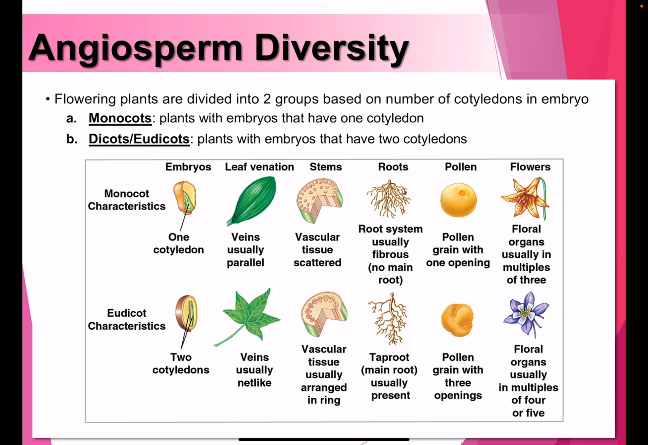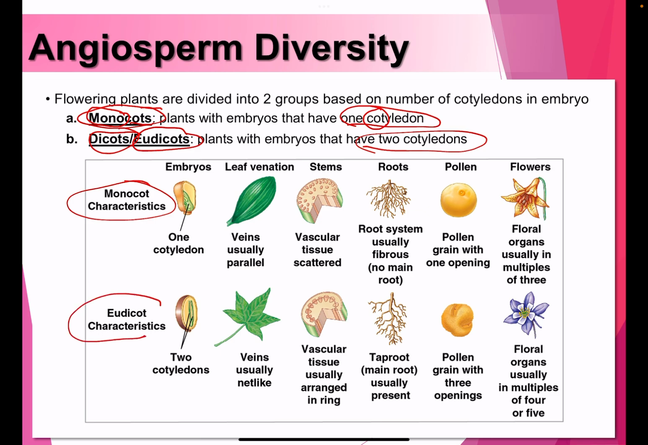So when they have embryos that only have one cotyledon, we call them monocots. How you can remember that is mono means one, and then cot is where we have that cot from cotyledon. So this means one cotyledon. Dicots, which were later renamed into eudicots, are plants with embryos that have two cotyledons. Di means two, and then cot for cotyledon, two cotyledon plants. Other than whether you have one or two cotyledons, there are multiple differences between monocot plants and eudicot plants.